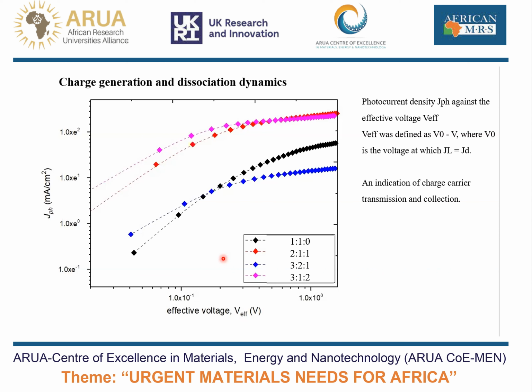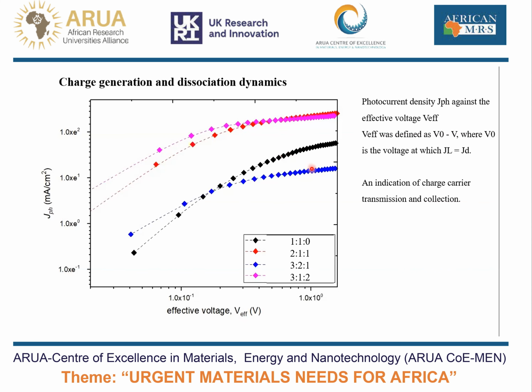When you get the current density difference between the two, then you get what we call a photocurrent density. And if you plot this against the effective voltage, then you can get what we call a saturation current, which is shown here. And the saturation current is an indication of the charge carrier transmission and collection capability within the device. So you see that the 2-to-1-1 device shows a very high saturation current density, which is an indication of a better charge carrier transmission within the device.